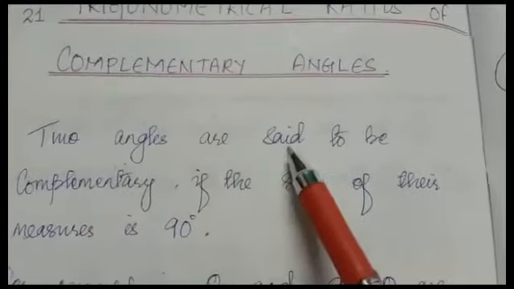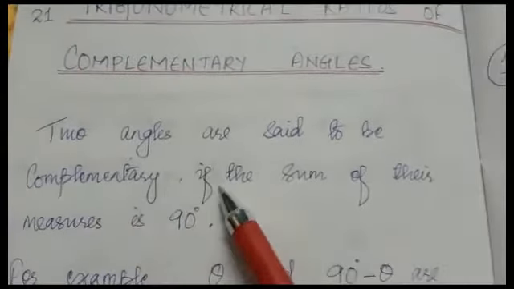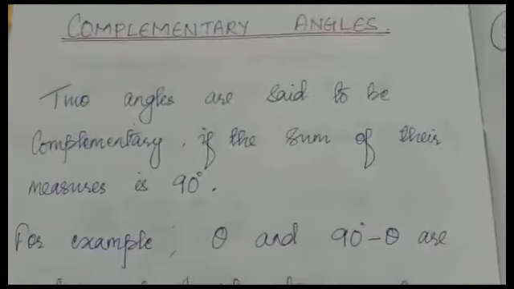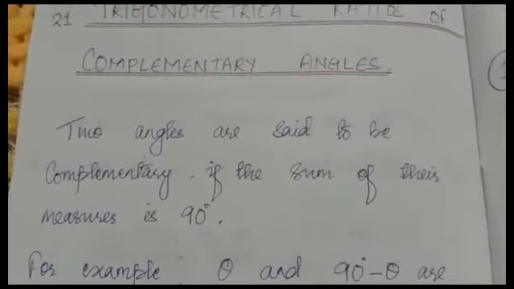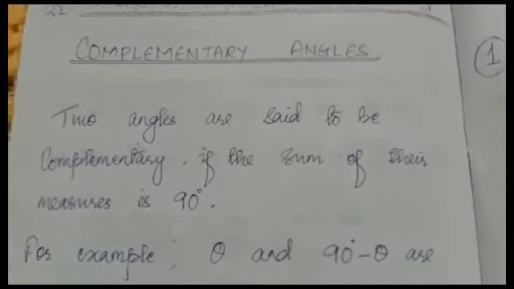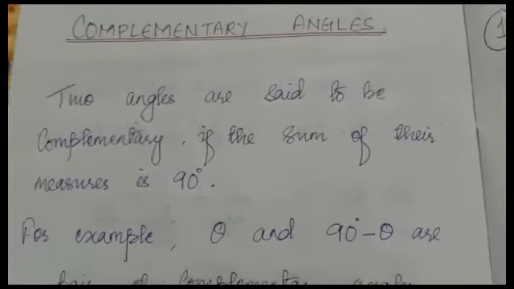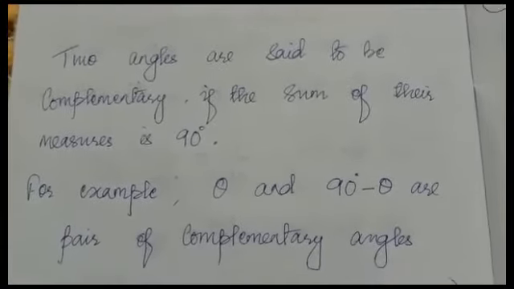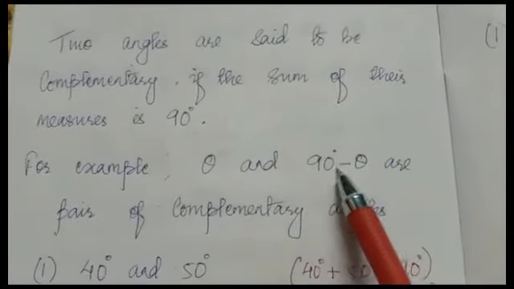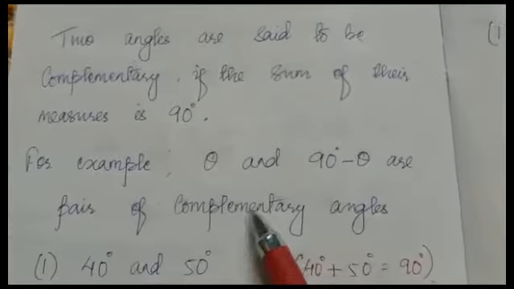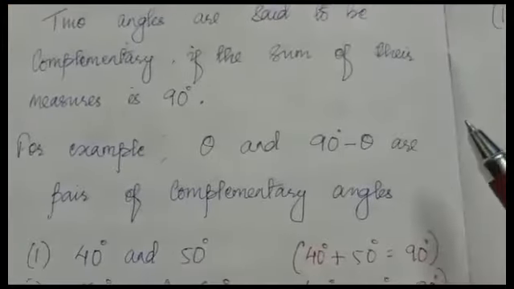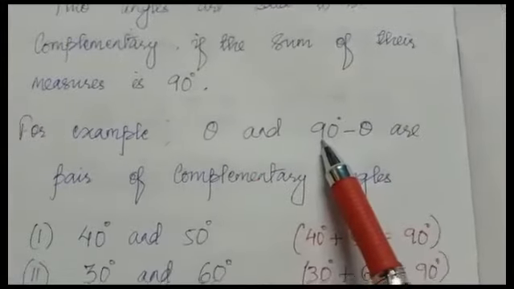Two angles are said to be complementary if the sum of their measures is 90 degrees. So two angles are complementary angles when you add them and the answer is 90. If their sum is 90 degrees, then those angles are called complementary angles. Example, theta and 90 degrees minus theta are a pair of complementary angles. When you add these two angles, you will get 90 degrees. So these are complementary angles.